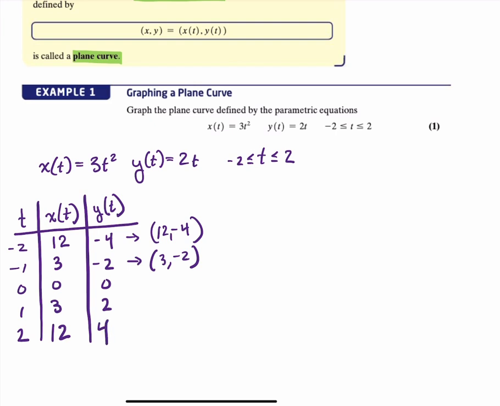So let's see what this will look like. We'll plot the xy values. Let's give these other coordinate points. This would be 0, 0. This will be 3, 2. And this will be 12, 4. So let's plot these in the order as t is increasing.